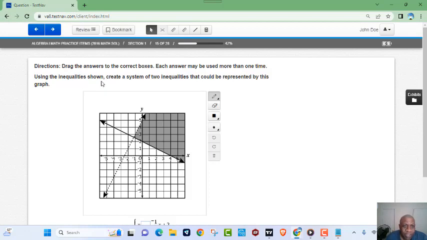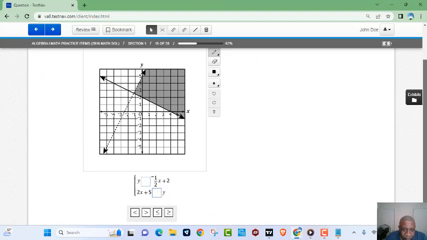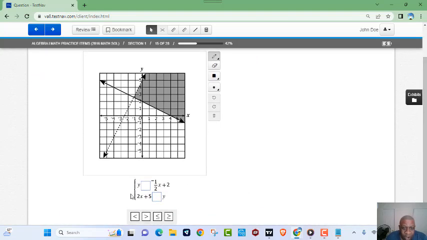Okay, drag the answers to the correct boxes. Each answer may be used more than one time. Using the inequality shown, create a system of two inequalities that could be represented by this graph. Alrighty then, so let's see, y has a negative 1/2 x plus 2. Well, that must be this one because I see the plus 2 at the intersection, and then down 1 over 2. Down 1 over 2. So that's the negative 1/2.